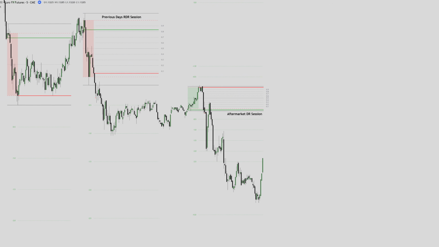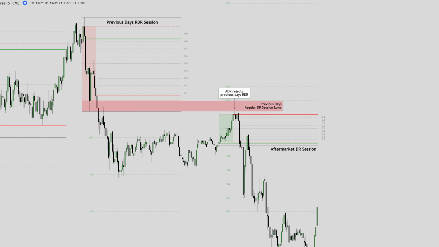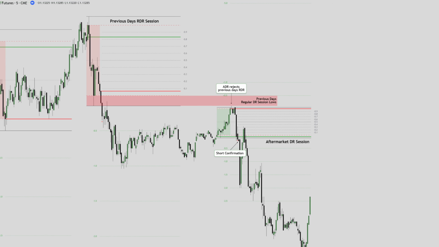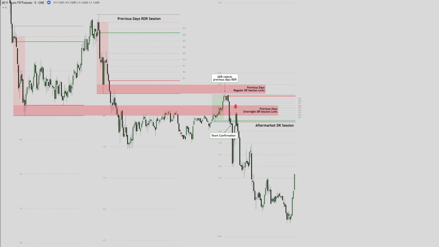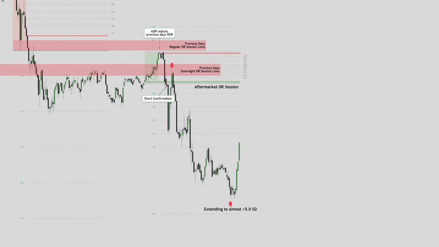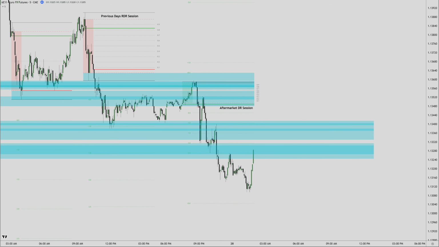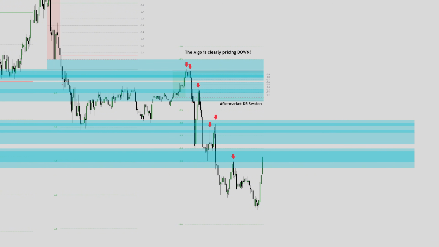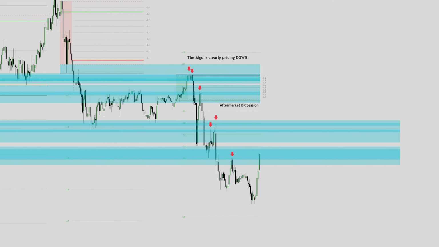We can clearly see that the aftermarket DR session rejects the previous day's regular session lows before it confirms into the short direction and also uses the previous day's overnight session lows to extend into the short direction for almost 5 standard deviations. Turning on all highlighted previous DR session levels again, we can identify with a high probability in which direction the algo is currently pricing to before the overnight DR session has even started. They look a lot like some support and resistance levels that are being often rejected to the tick, huh?